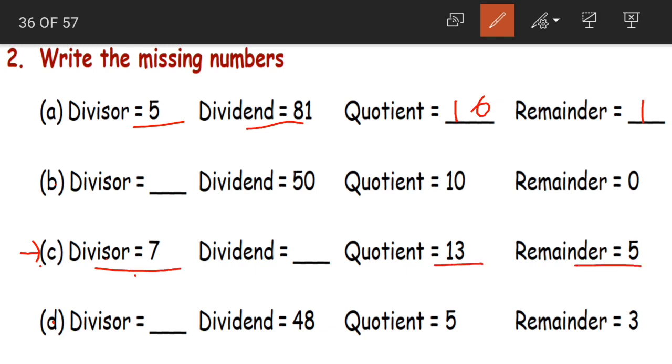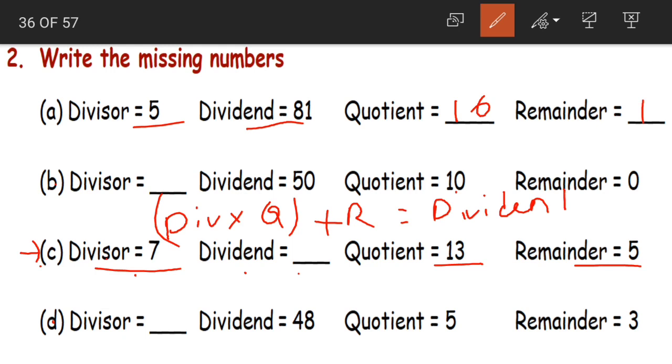Divisor, quotient and remainder are given. We need to find out our dividend. If you remember the division statement, children, divisor into quotient plus remainder will give us our dividend. Yes or no? Yes. We have divisor, quotient and remainder. If we do this, we will get our dividend.